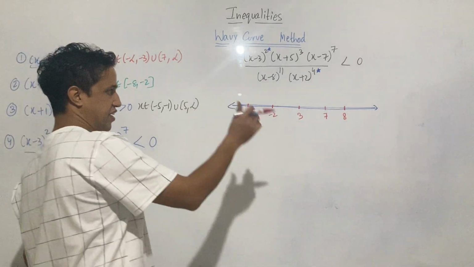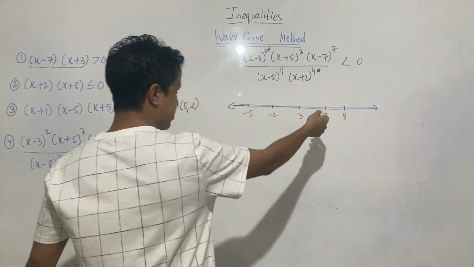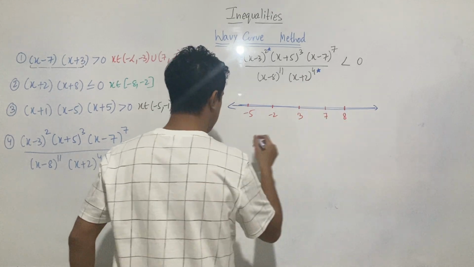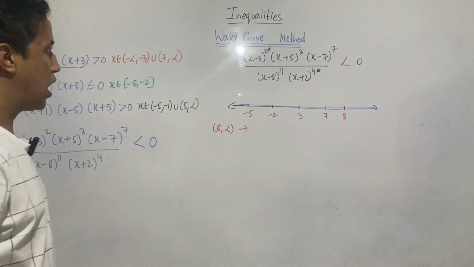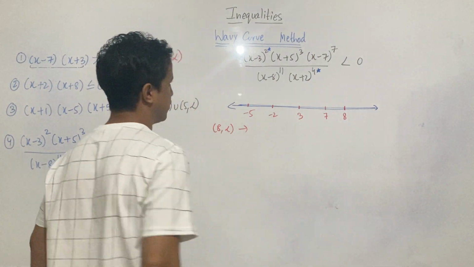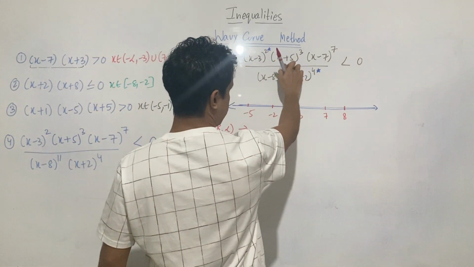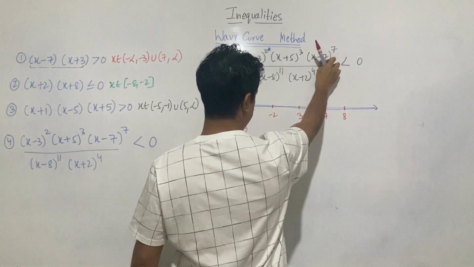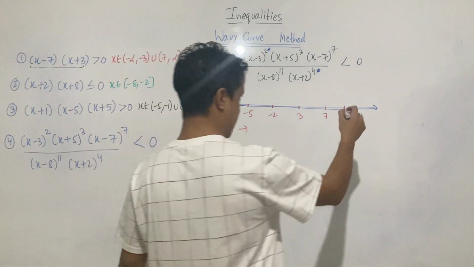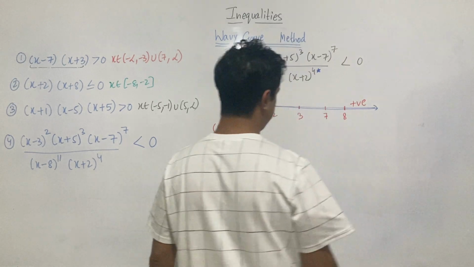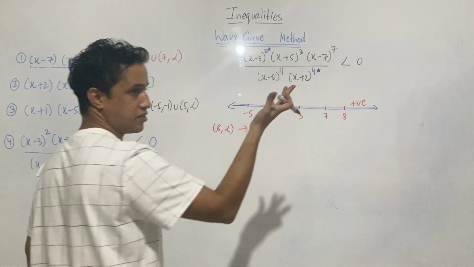Now let's start with any end. First start with this end. If you take any value higher than 8, from 8 to infinity, let's say 10, so here positive, positive, positive, so it's going to be positive. Why? Because 10 plus 5 is positive, 10 minus 7 is positive, 10 minus 8 is positive, right?